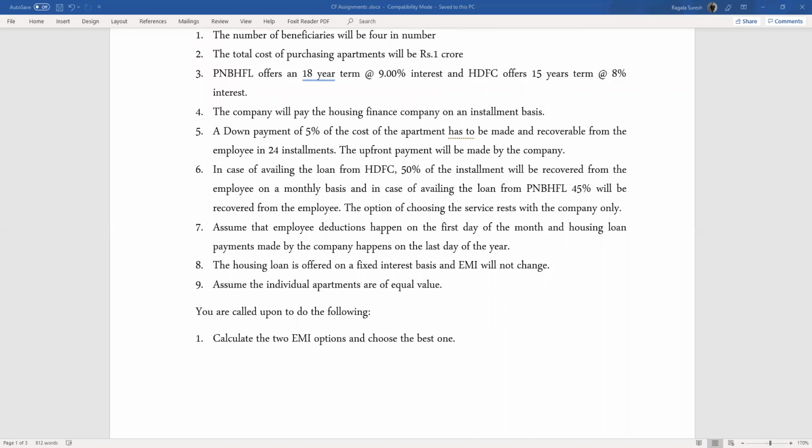Principal amount. So basically here we are going to calculate on 95 lakh, not 1 crore. Right, Suresh? Correct. Okay.